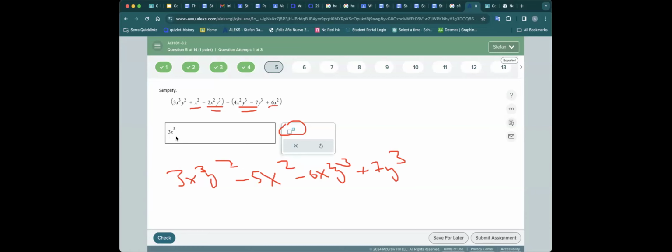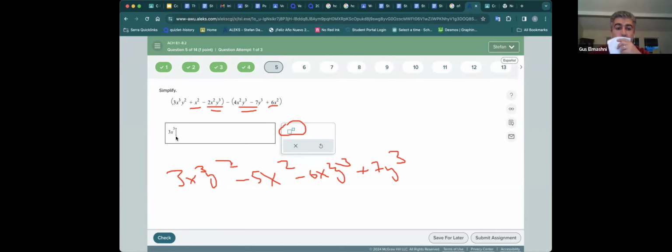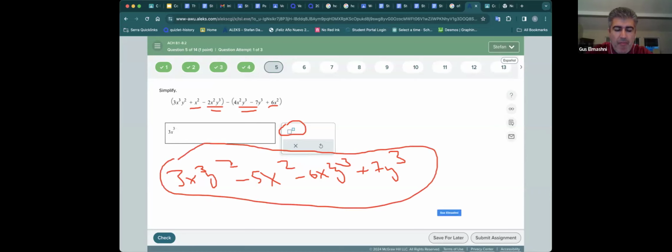Wait, don't you combine these though? The rest? I already combined it for you. So x cubed y squared. But you got to type y squared also. Just type everything you see. Y squared.